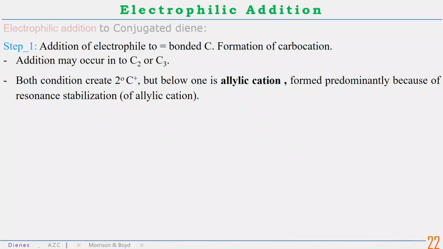Explanation of mechanism. Step 1 is addition of electrophile to doubly bonded carbon. Formation of carbocation. Addition may occur into carbon 2 or carbon 3. Both conditions create a secondary carbocation. But the one below is an allylic cation, formed predominantly because of resonance stabilization of the allylic cation.